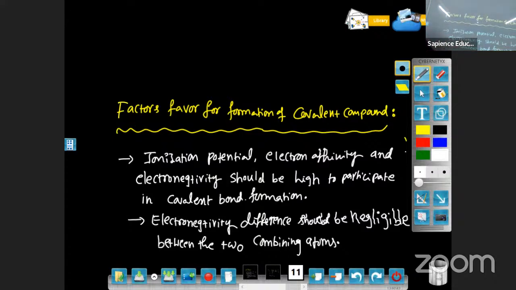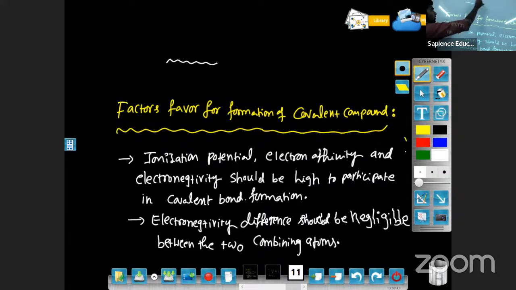See the first one, ionization potential. What is its definition? Very good: the energy to remove an outermost electron from the atom. What is electron affinity? The amount of energy released when an atom gains one electron. And electronegativity means the tendency of an atom to accept electrons towards its side. Already I told you this.